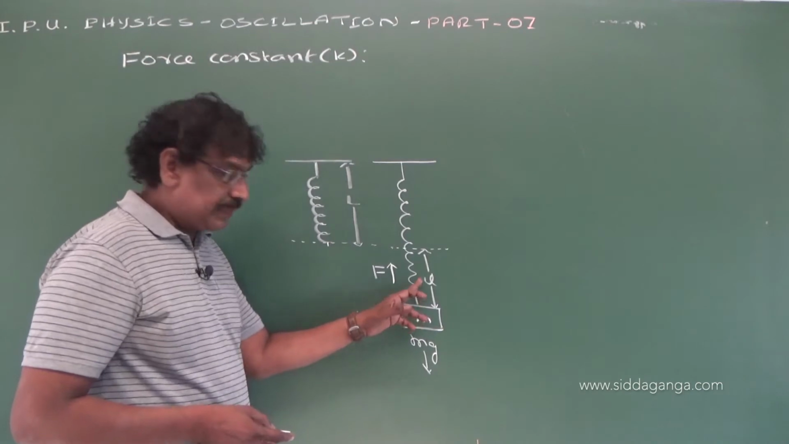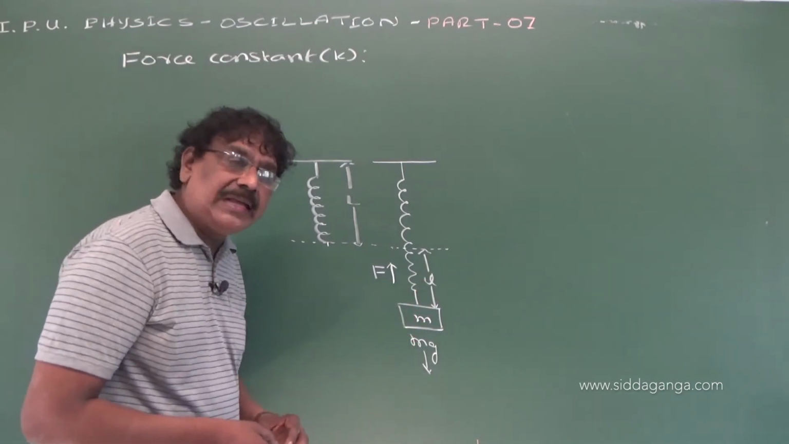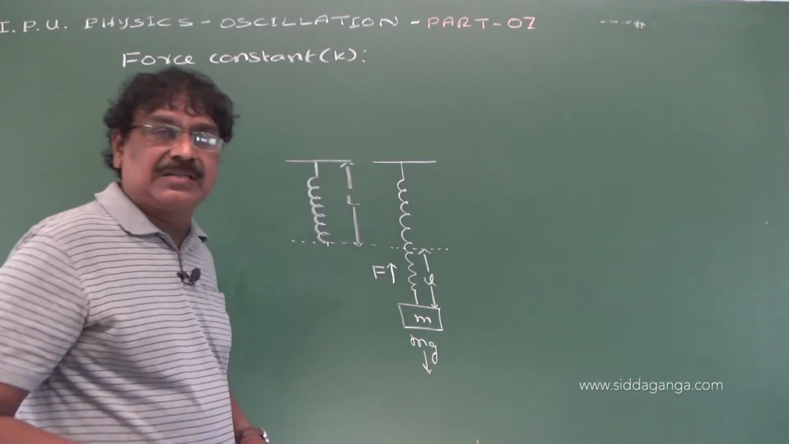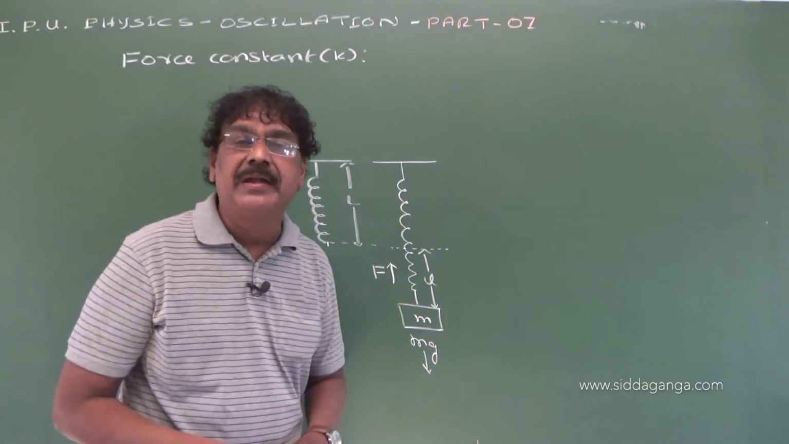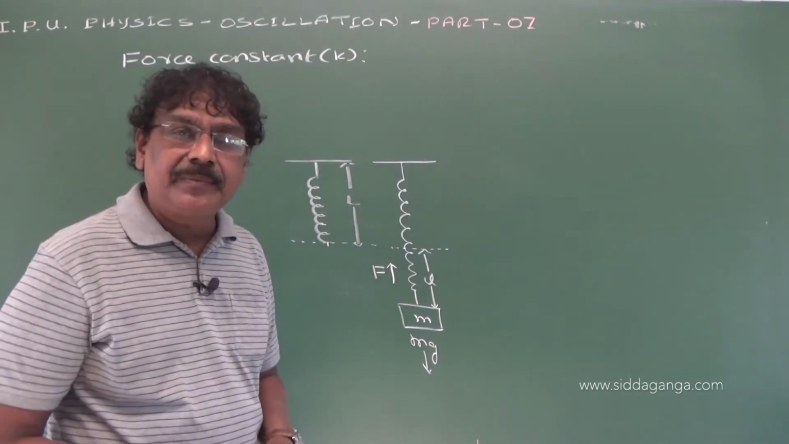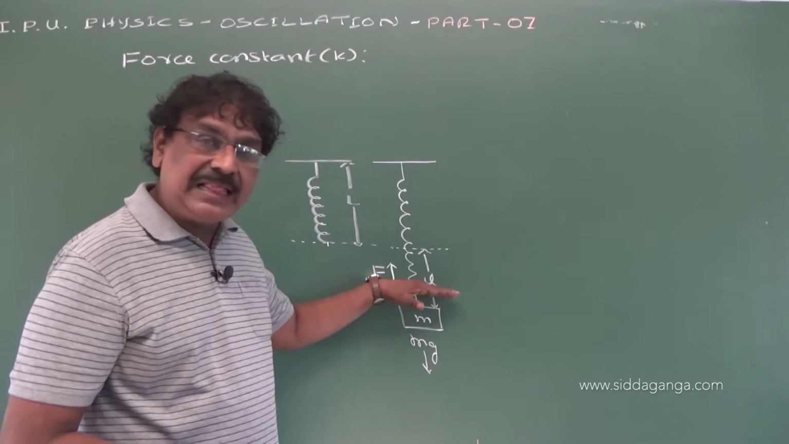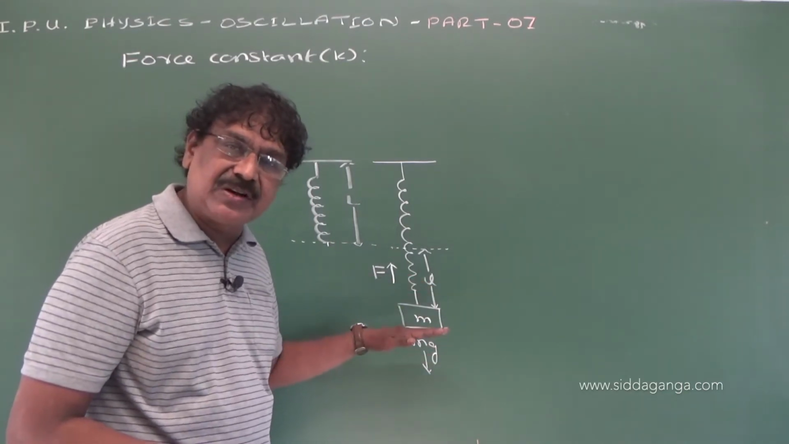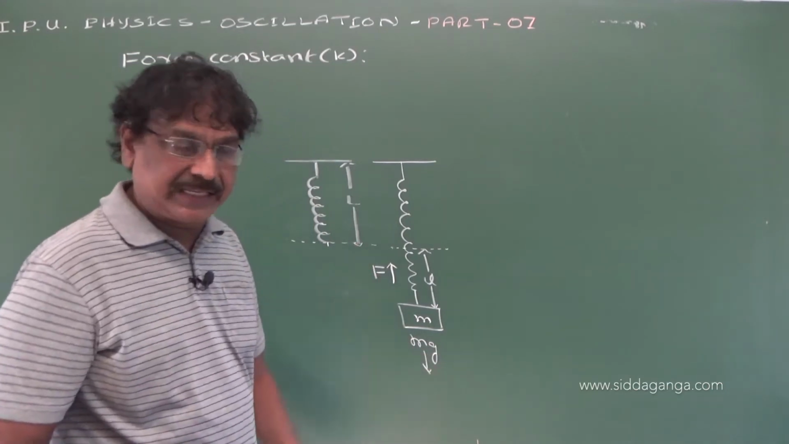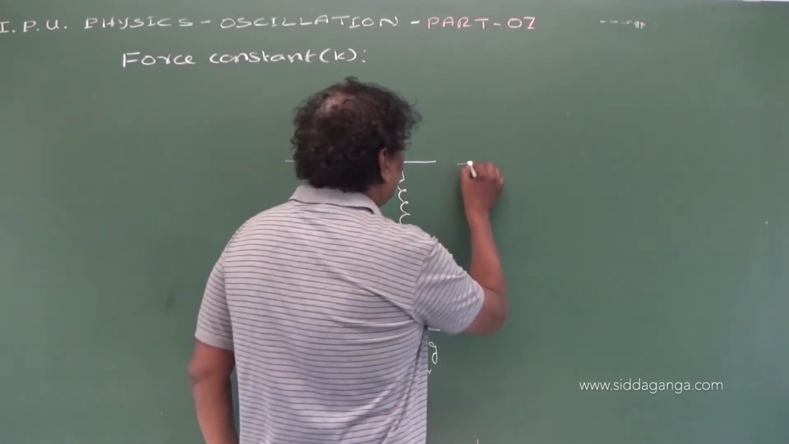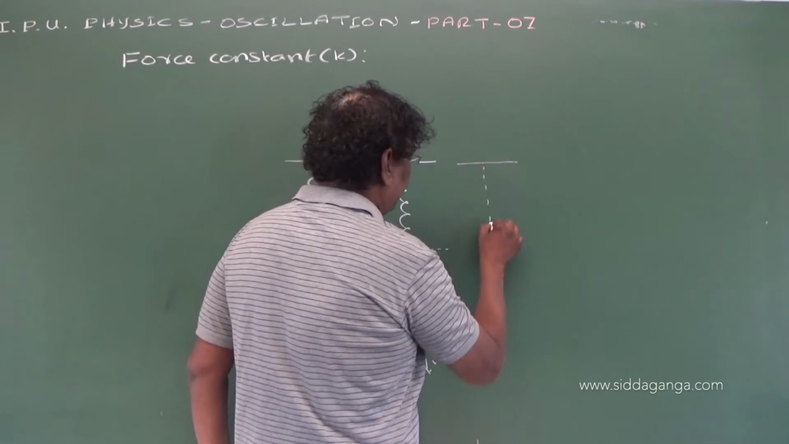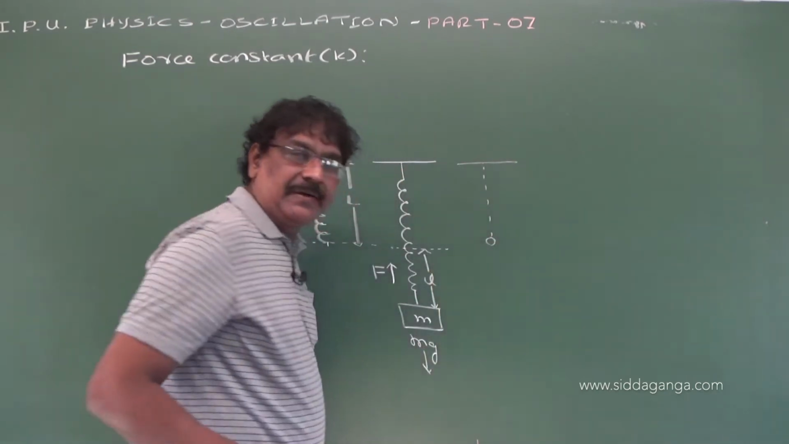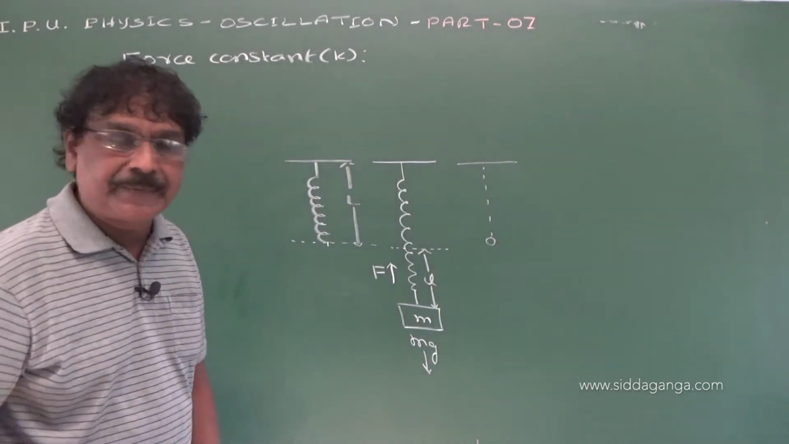Now here, if we go on increasing the mass or increasing the weight, what will happen? The length small l, that is the length through which the spring gets stretched, also increases. Say we have a simple pendulum in its mean position.